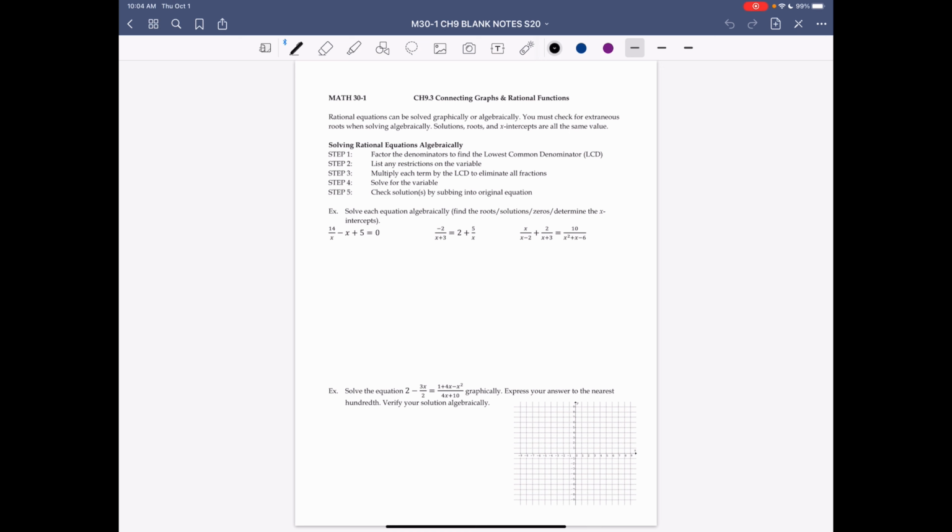And step 5, check our solutions both with the NPVs to make sure they're not one of the NPVs, and also by subbing into our original equation and making sure that the left side is equal to the right side. Let's give this a try. Solve each equation algebraically. Find the roots, solutions, zeros, determine the x-intercepts. So any of those statements would mean do the same thing, solve it algebraically.